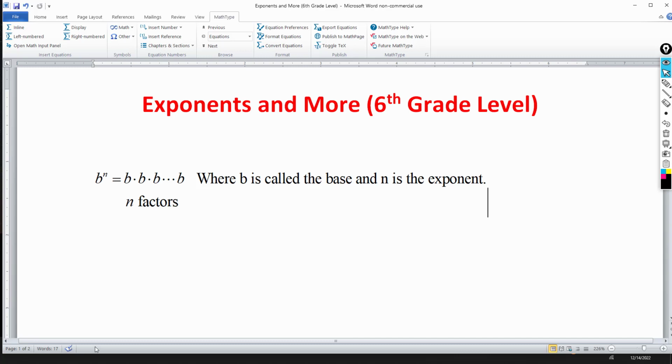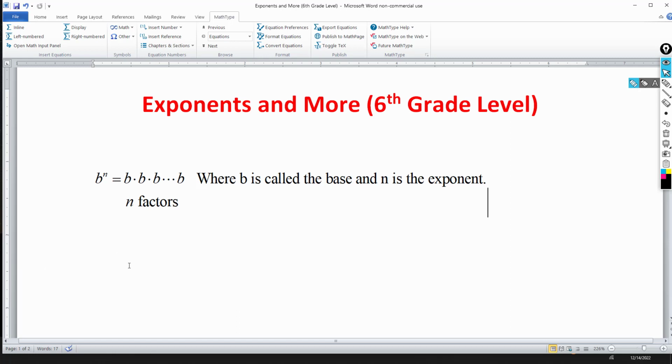In this video, we're going to look at some very basic ideas of exponents. This is going to be sixth grade level, at least. That's what I got from my granddaughter. Some of the things she's doing in the sixth grade, she's having trouble with. So I'll go ahead and do this video. Hopefully it'll help somebody else.